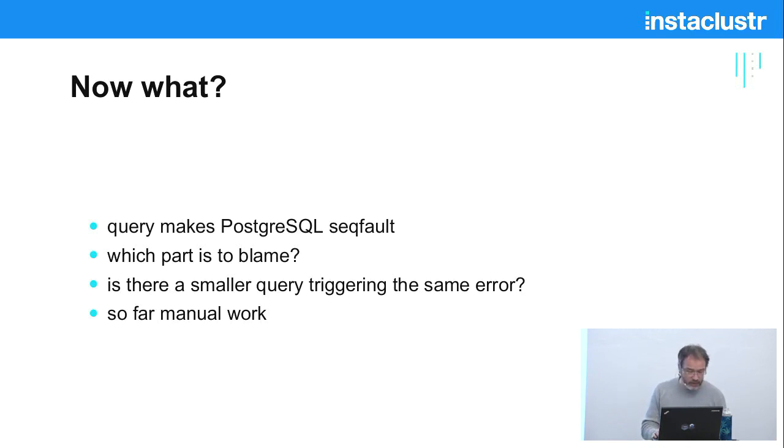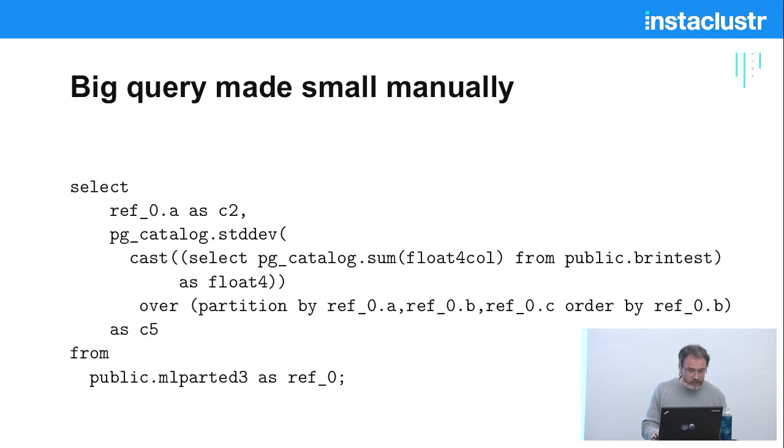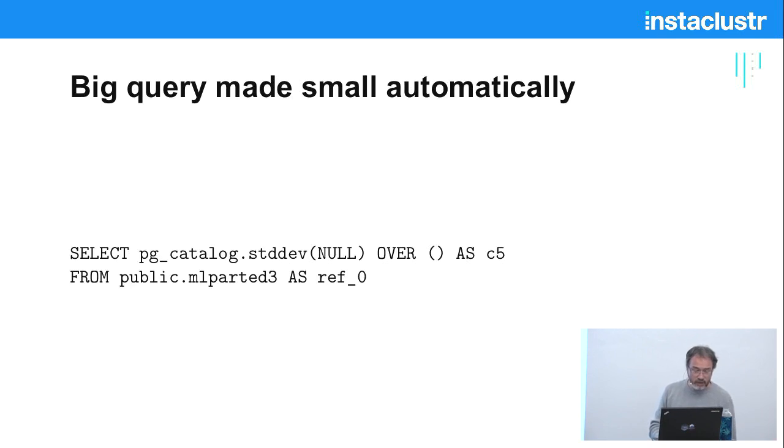So far, this has been manual work, and back then, Andrew Dunstan, one of the Postgres developers, was having a look at the query and reduced it to this one, which is much shorter than the original, but it's still very, very complex. But the good news is we can actually automate that process, and if we do that automatically, we can figure out that the crashing query is just this one.